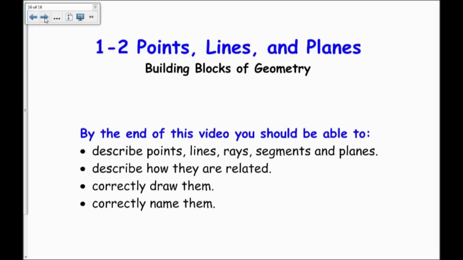This section was about points, lines, and planes, some of the building blocks of geometry. Hopefully you can now describe how they are related. You can correctly draw these building blocks and also correctly name them.